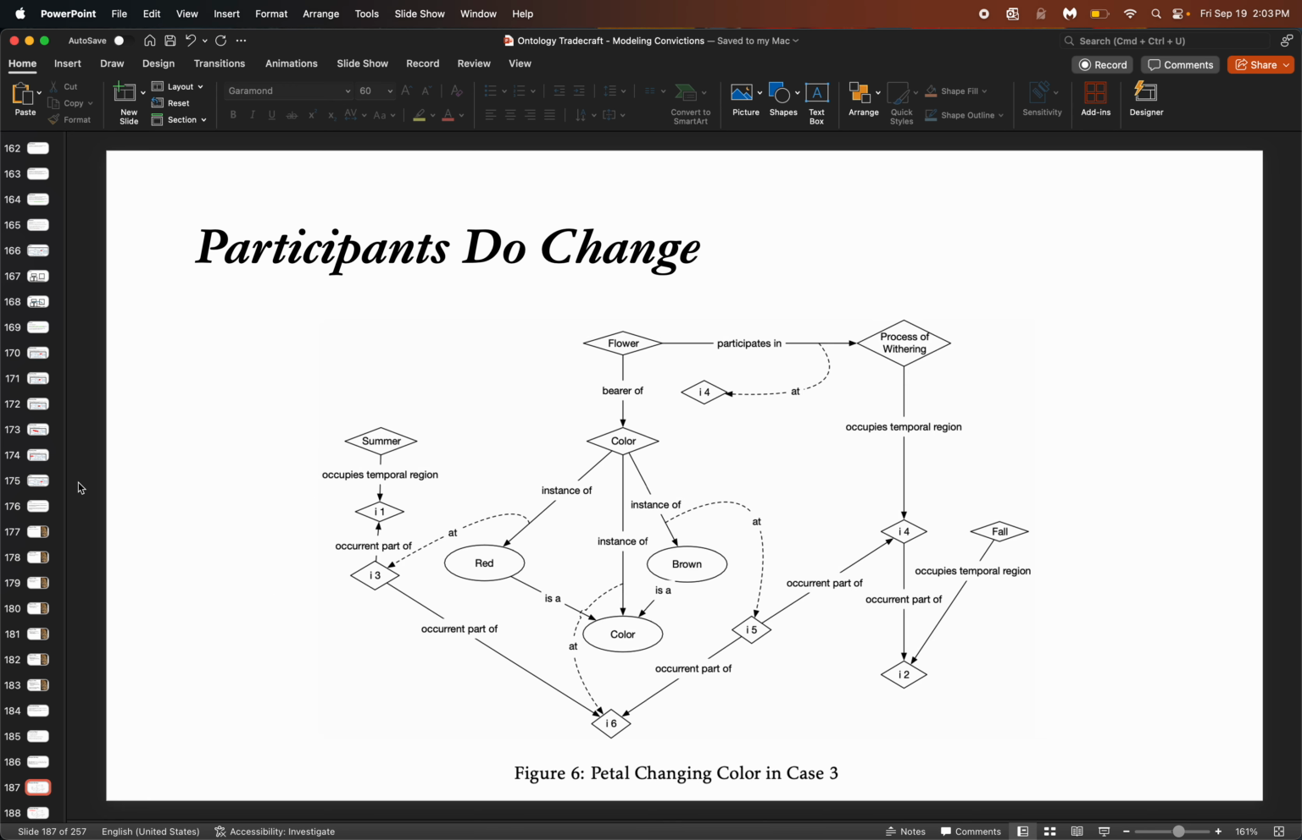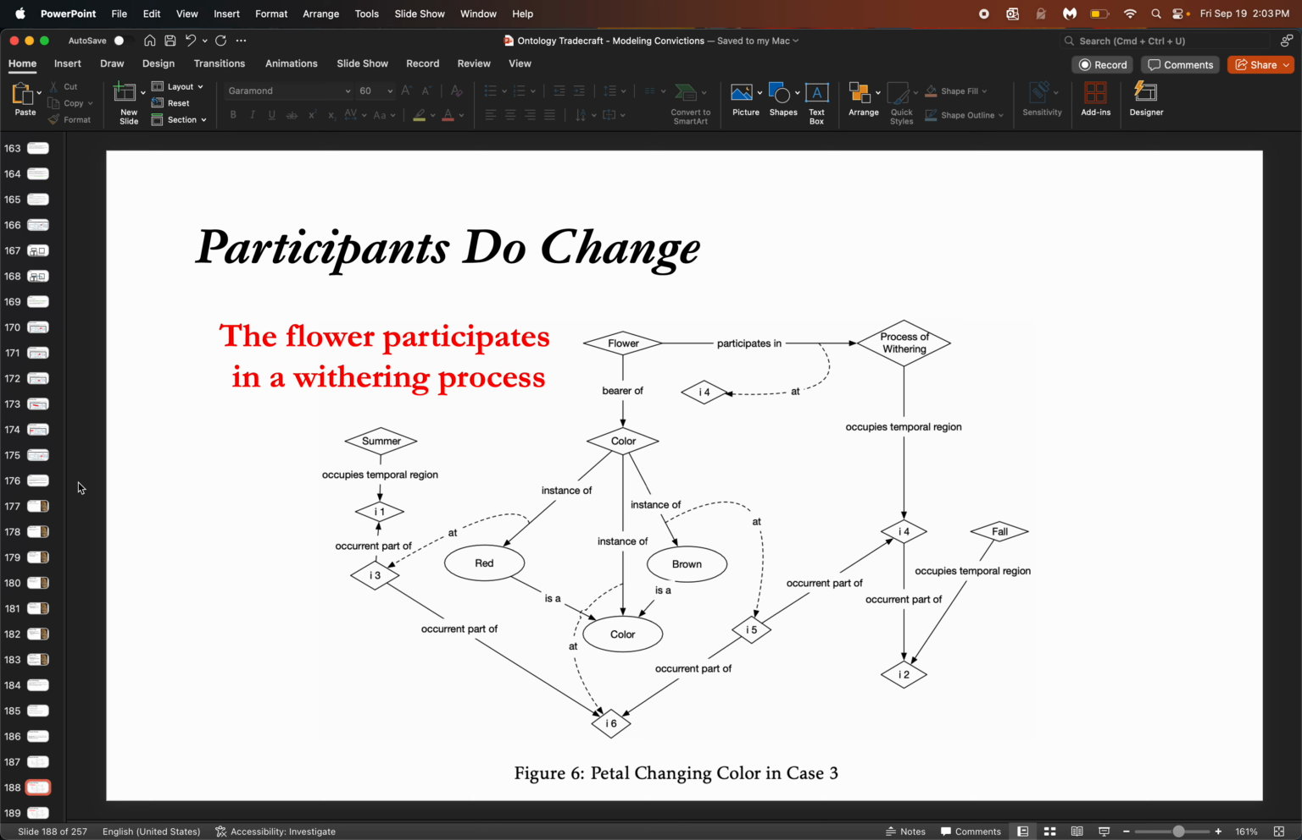And here is our design pattern, a petal changing color in this case. So we had an instance that was a color of red at some time. There was an instance that fell under red and then fell under brown. There were temporal relationships over time and all that good stuff. And then there was a flower that was participating in some process of withering, and that flower bore the color. The flower participates in a withering process. And the participant can change. It's just that the process of withering can't. So it's the participants that do the changing.